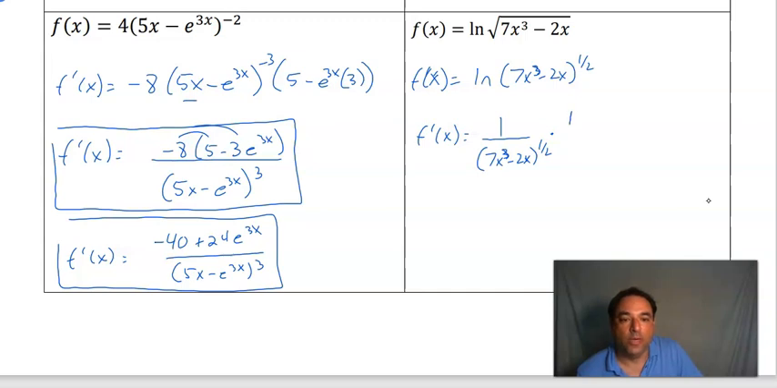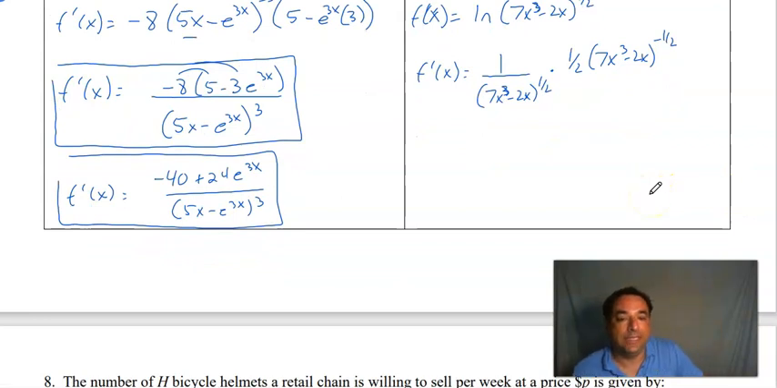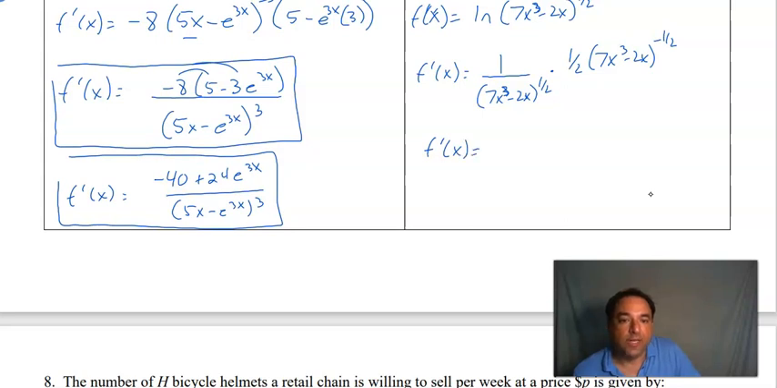Now, the derivative of 7x to the third minus 2x raised to the 1/2 is going to be chain rule. So the 1/2 goes to the front, the inside stays the same, 7x to the third minus 2x, 1/2 minus 1 is negative 1/2. So again, overall it's ln, 1 over whatever you're taking the ln of times the derivative of whatever you're taking the ln of. And notice that chain rule was used. So now we're going to do some cleaning up. So we took the derivative is correct, and this is where we're going to see that simplifying this 1 over 7x to the third minus 2x raised to the 1/2 times 1/2 7x to the third minus 2x raised to the negative 1/2 can be simplified a lot more.